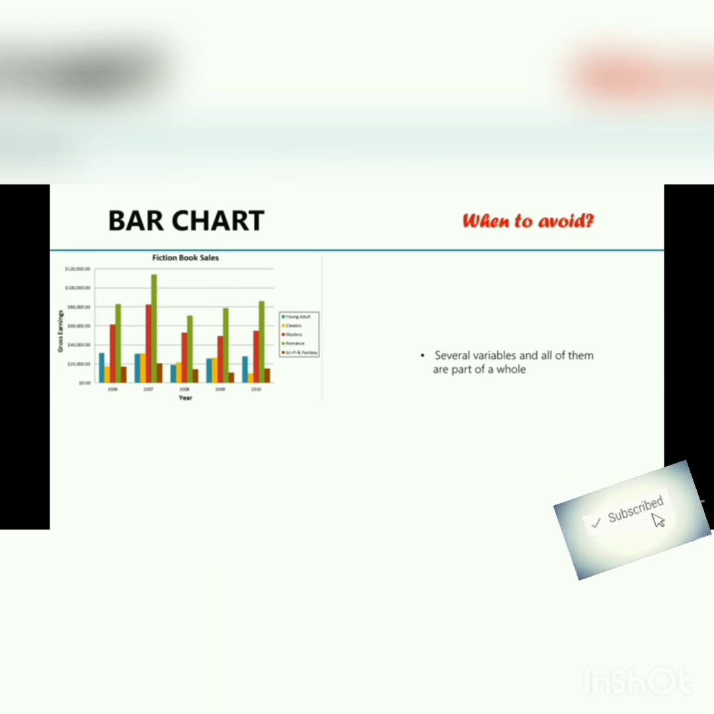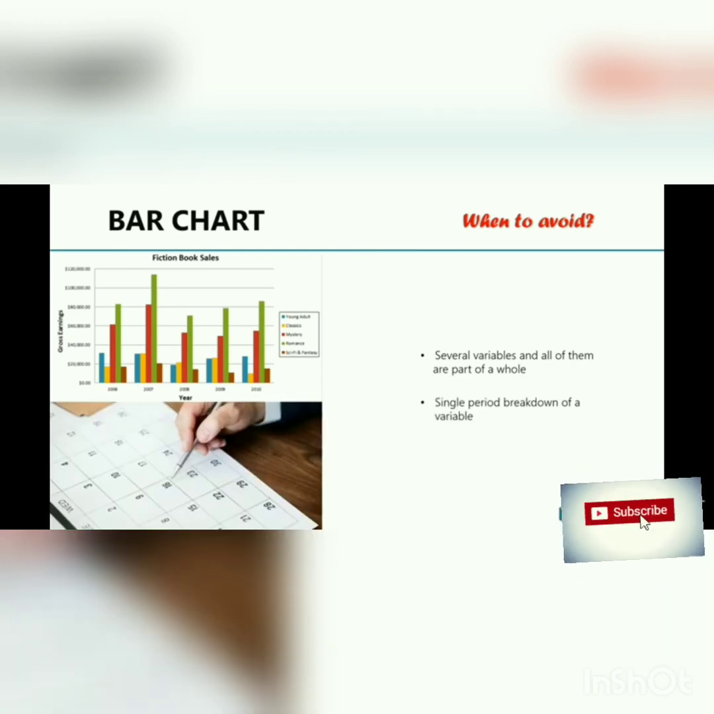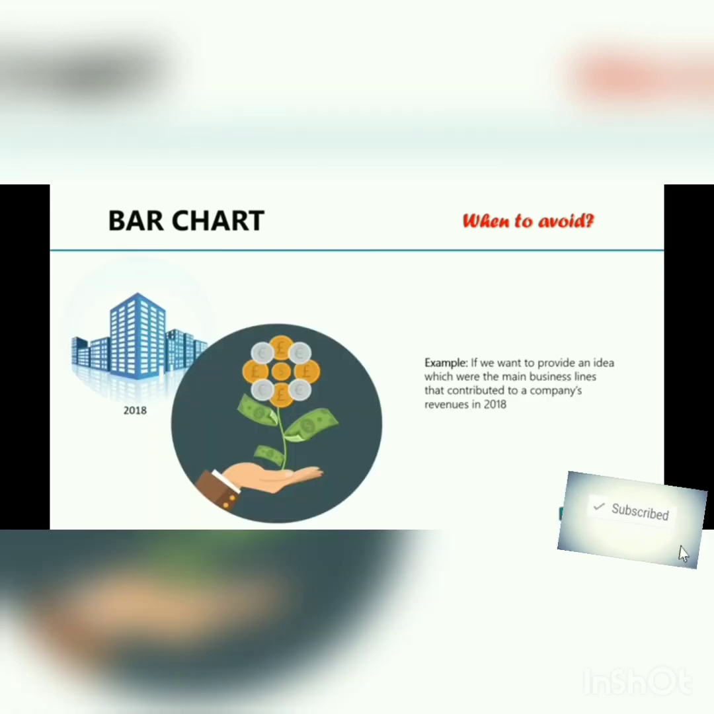Along the same lines, a simple bar chart isn't suitable when we have a single period breakdown of a variable. If I want to portray the main business lines that contributed to a company's revenues in 2018, I wouldn't use a bar chart. Instead, I'd create a pie chart, or one of its variations.